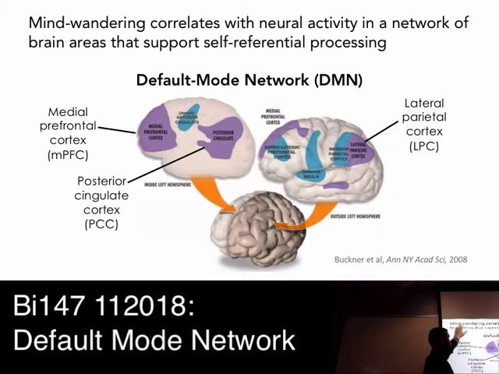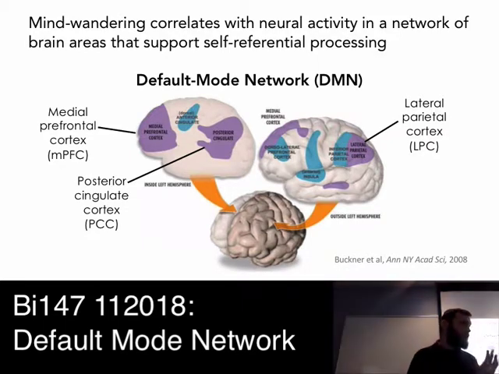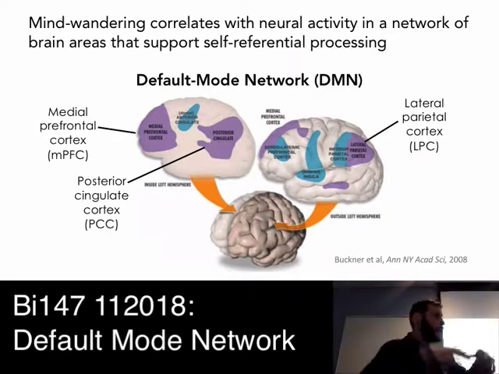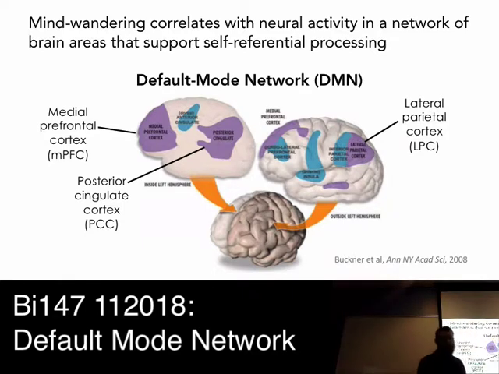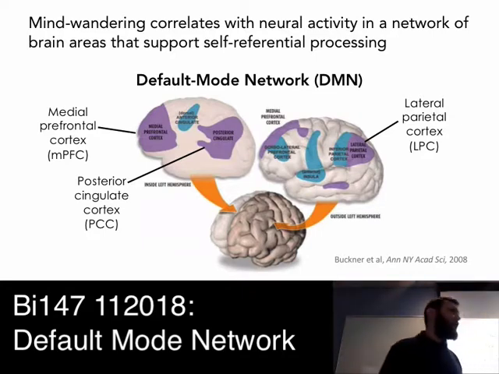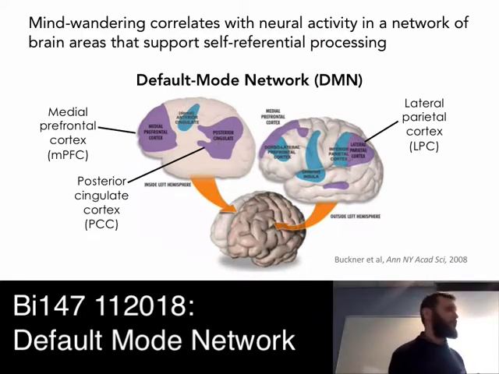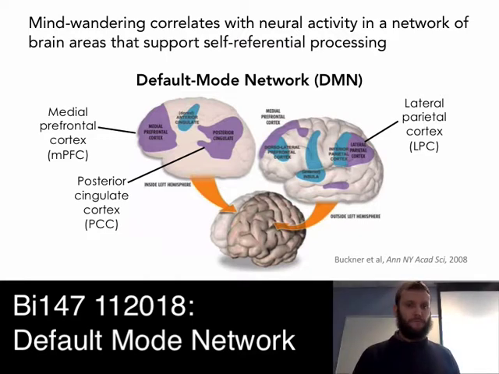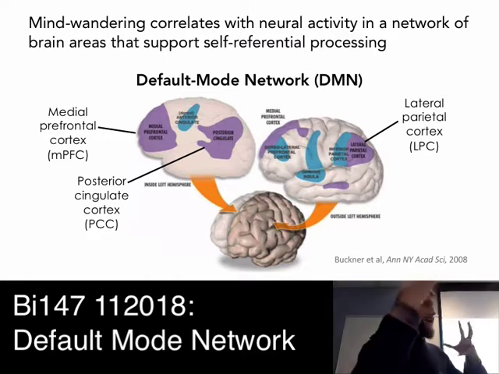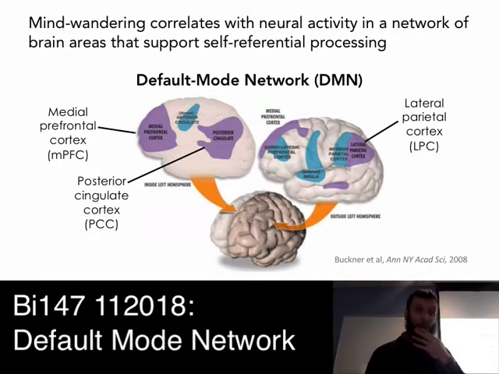So mind wandering correlates with neural activity in a distributed network of brain areas called the default mode network. And the job of the default mode network is self-referential thought or self-referential processing. So self-referential thought, thinking about the self, thinking about internally generated ideas, mind wandering.